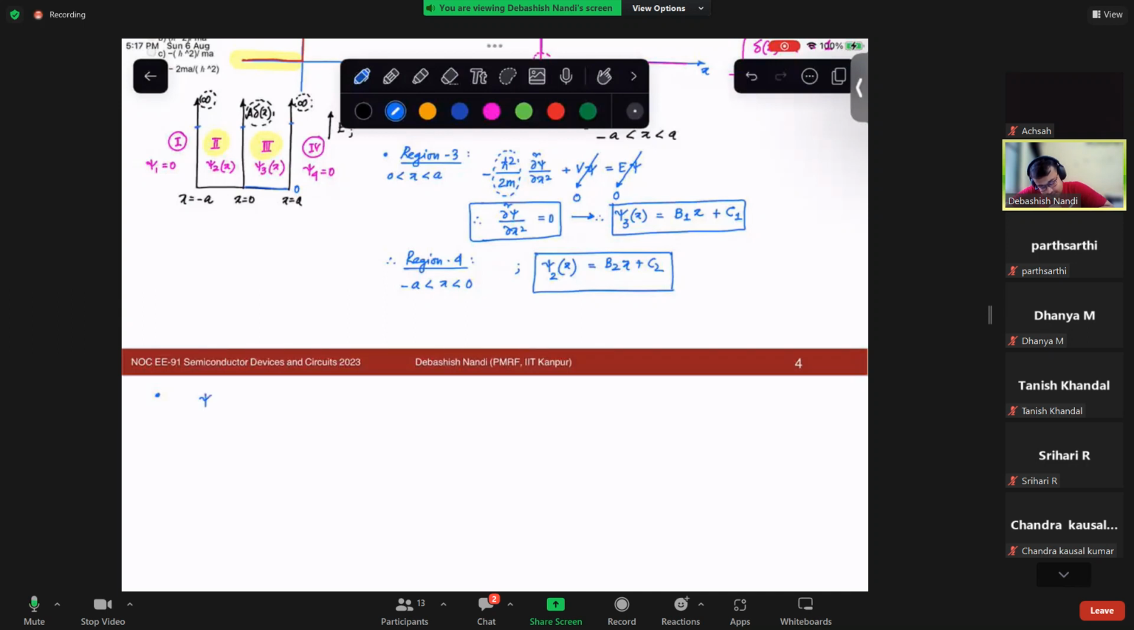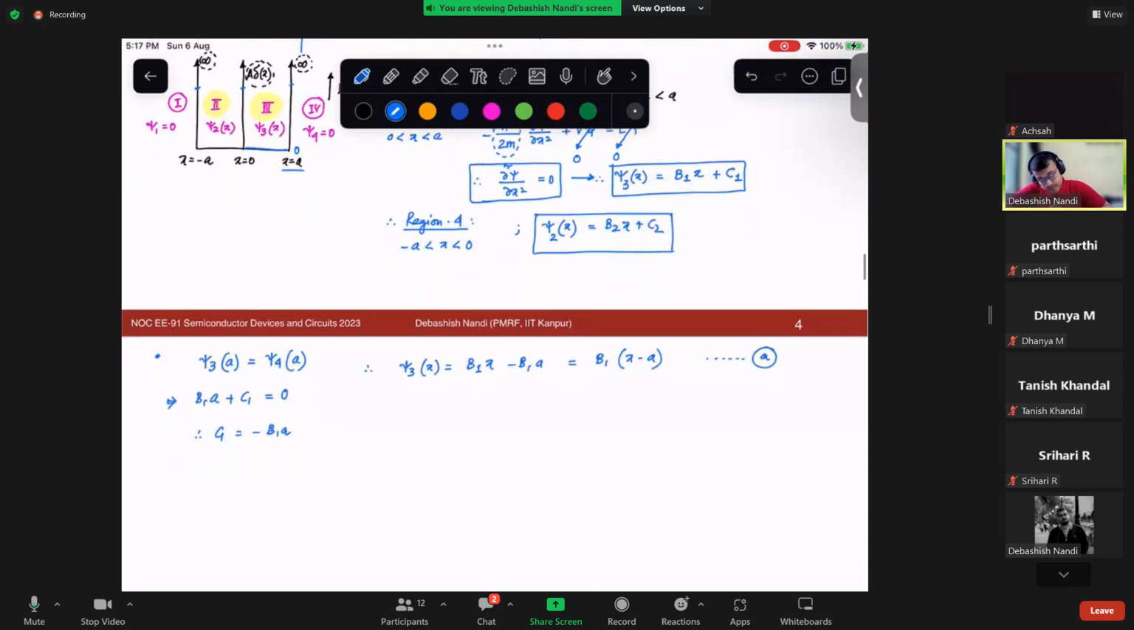So if you see, my psi 3 of A should be equal to psi 4 of A. This is x equal to A. So what about my psi 3 of A? That is B1A plus C1, which is equal to psi 4 of A. Psi 4 of A is 0. So my C1 is equal to minus B1 of A. Fine. So my equation becomes B1 of x minus B1 of A, that is B1 of (x minus A). Okay, this is my one equation. Let's mark it as small a.